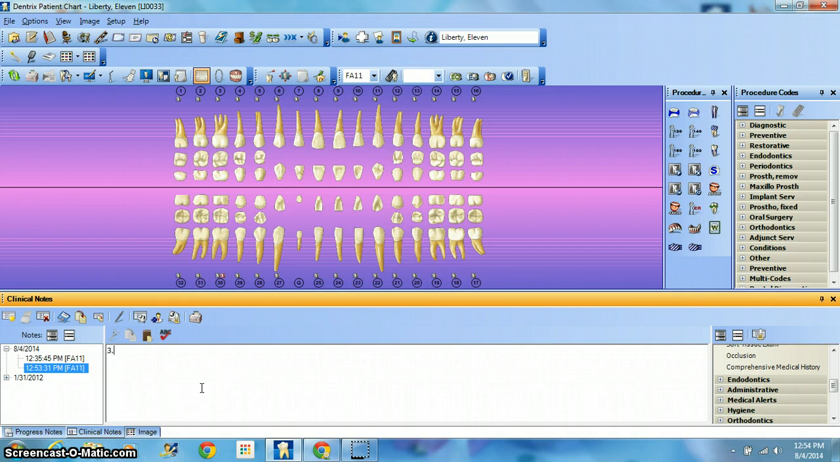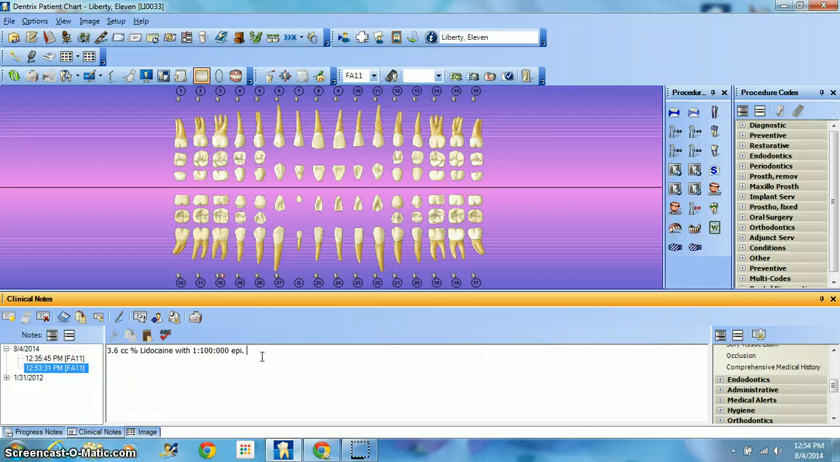We're going to write down 3.6 cc's, and we used 2% lidocaine. And this lidocaine had a vasoconstrictor, so it's with 1 to 100,000 epi, which stands for epinephrine, our vasoconstrictor. So we used 2% lidocaine. We used 3.6 cc's, which is 2 cartridges of 1.8 mLs per cartridge.